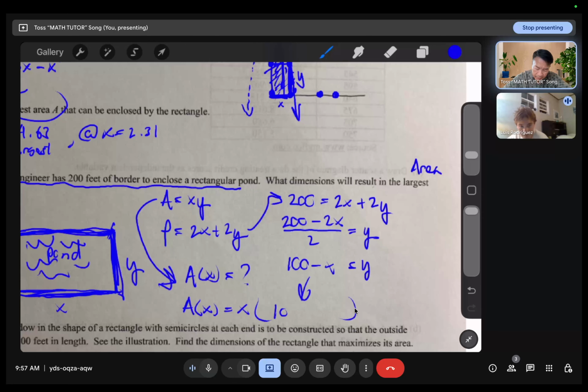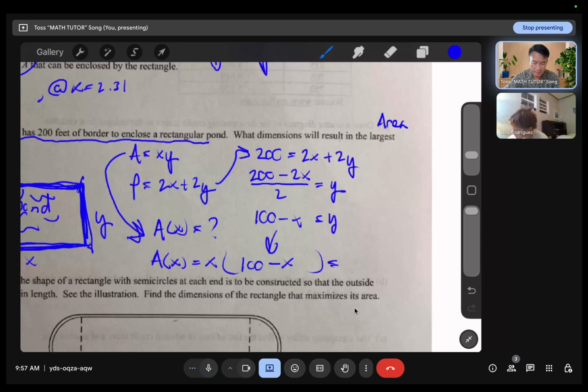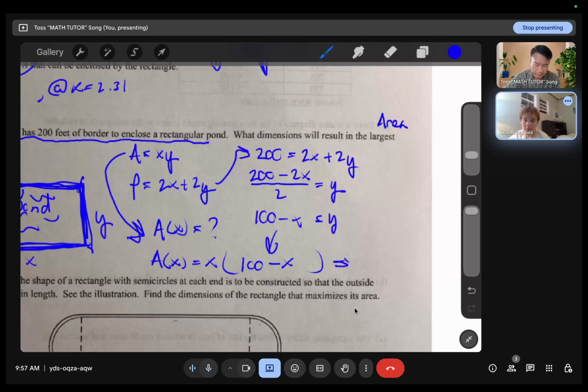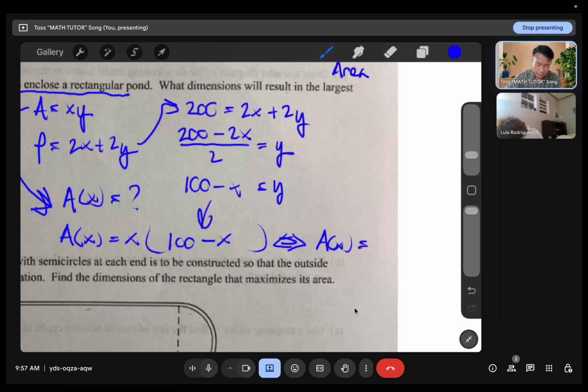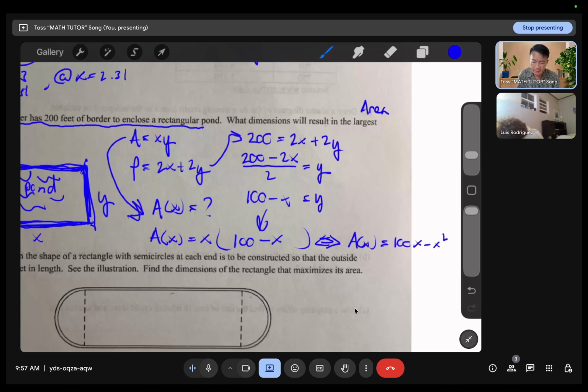So the equation would be A of x is equal to x times 100 minus x. And then you could put that into the calculator. You can distribute, so I'll go ahead and distribute that. So here's your final: 100x minus x squared. So it's a parabola upside down once again.